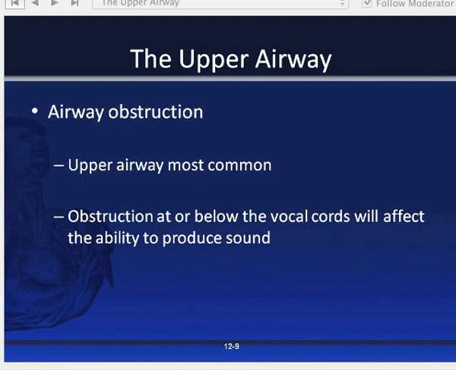I'm trying to think. Something else that's not listed here is vomit. Vomit is a major airway obstruction. An airway obstruction at or below the vocal cords will affect the ability to produce sound. You may be able to recognize signs of an airway obstruction and act quickly to remove the object in order for the patient to survive.